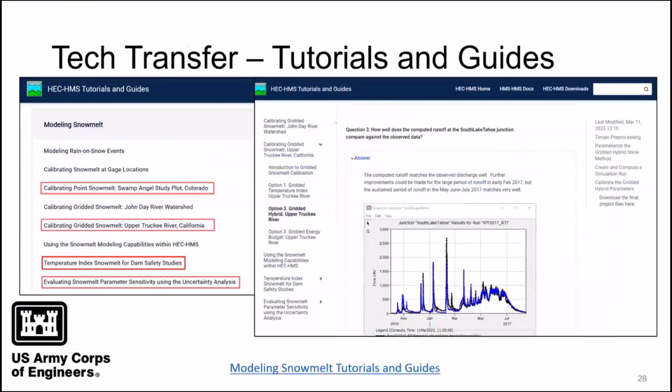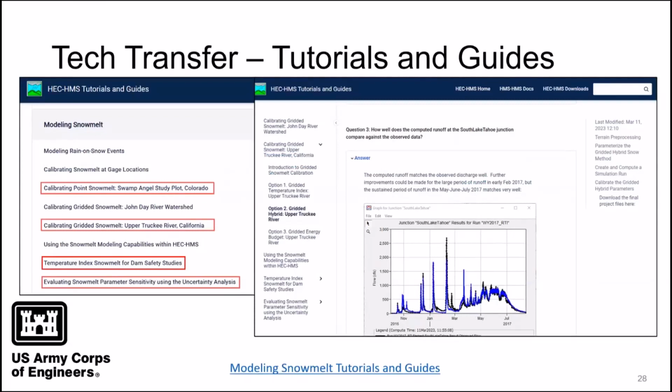decisions. So we have a couple of new tutorials that have been added to the modeling snowmelt section. 2 of them focus on calibrating. So I showed the 2 models from those. One is focused on calibrating a lumped or banded model. That's using the Swamp Angel study plot in Colorado. And the second is using gridded implementations of these snowmelt models, and that's the Upper Truckee River one. So each of those tutorials steps through all 3 snowmelt methods, so temperature index, RTI, and energy budget.